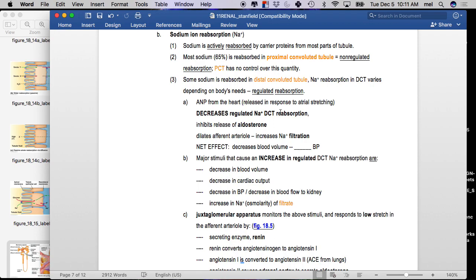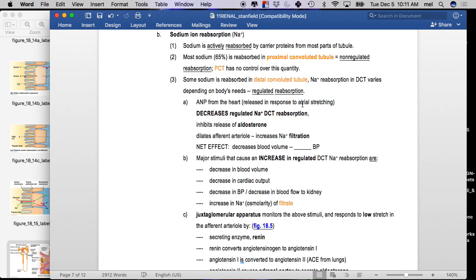Okay, so let's talk about the distal convoluted tubule reabsorption of sodium. The distal convoluted tubule reabsorption of sodium is really based on the body's needs, okay? It's also based on some other factors. So this is called regulated reabsorption of sodium or facultative reabsorption of sodium. You with me? Okay, so what are some things that can control whether sodium is reabsorbed or not? Hormones that you already know, okay?